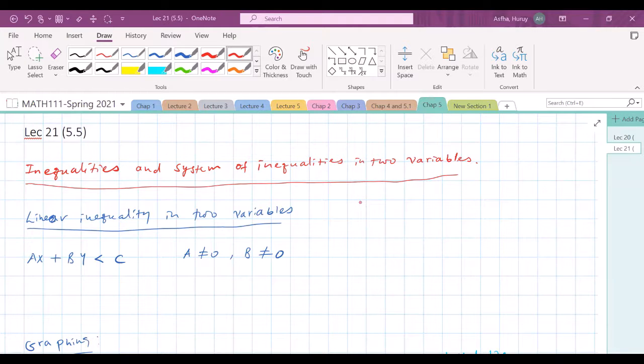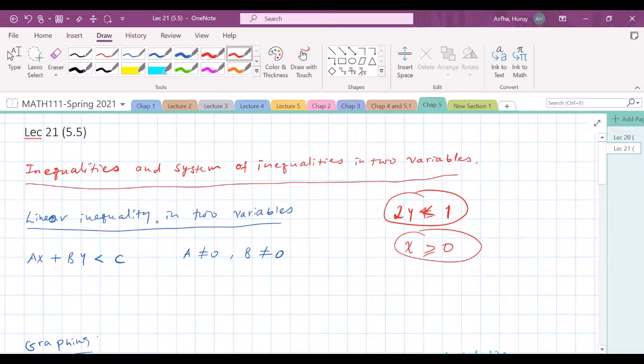For example, if we have 2y plus something less than or equal to, let's say, 1, then this is a linear inequality in one variable. Or if we have x greater than or equal to 0, for example, this is an inequality. Now here we have a linear inequality in two variables.